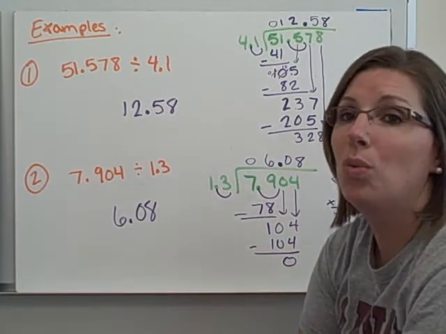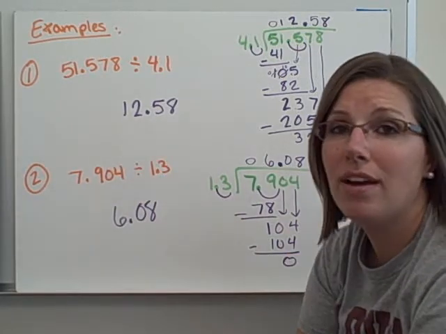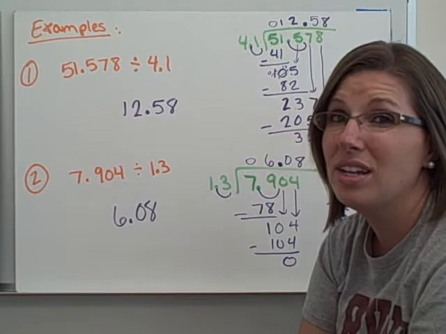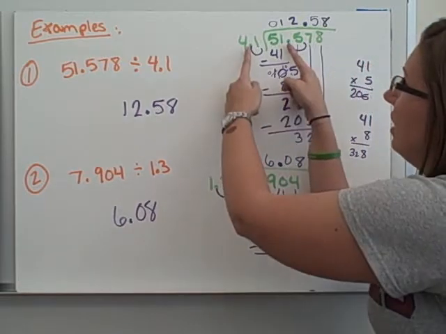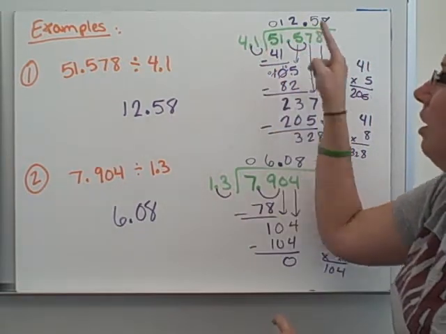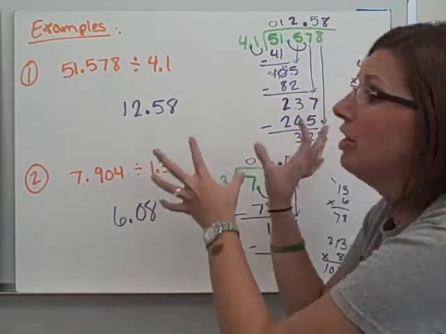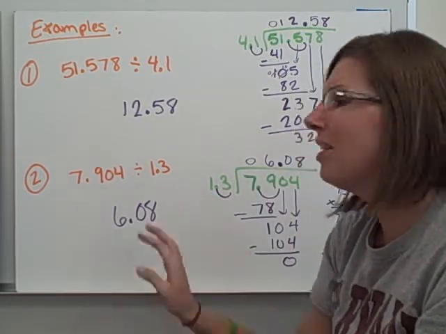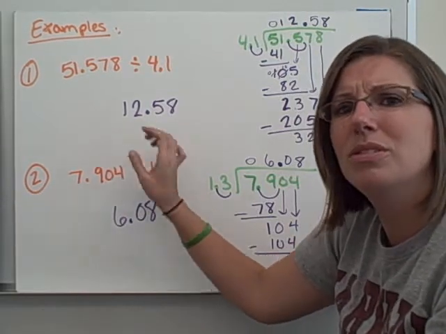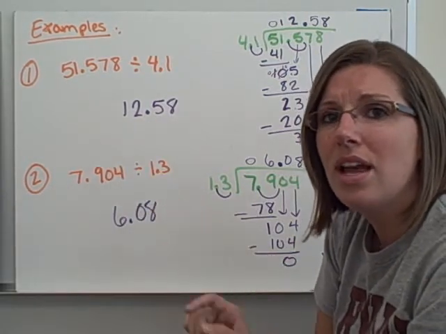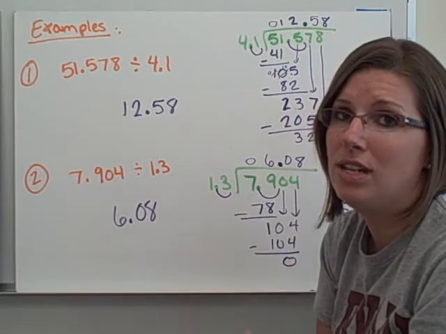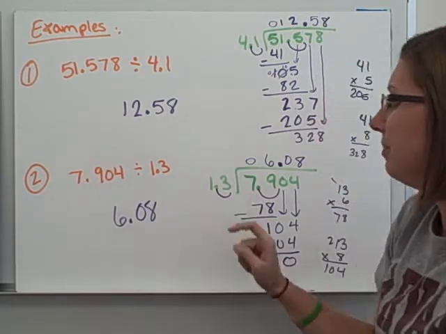If you got 1.258, then it's incorrect. The reason is we had to move our decimal and bring it up. So if you see in your division problems that you've got the right digits, but your decimal's in the wrong place, then we're forgetting the first step. So keep that in mind.